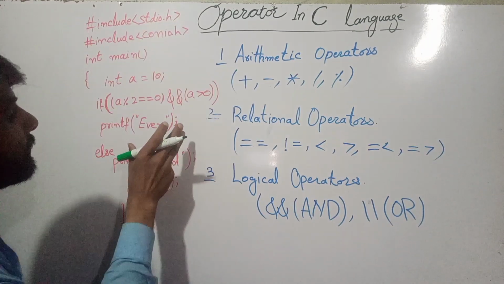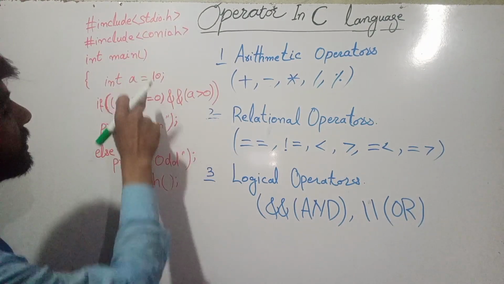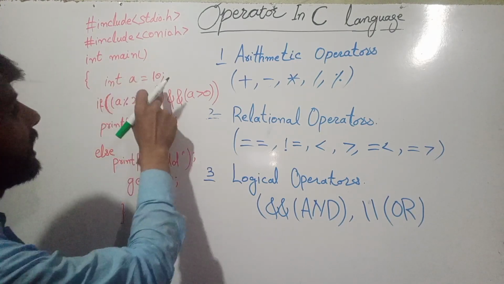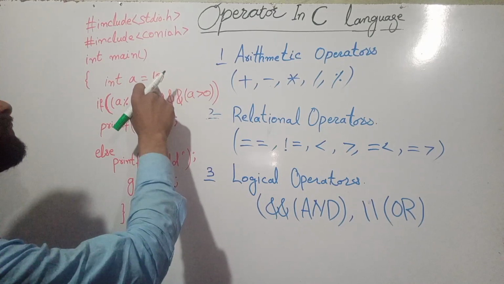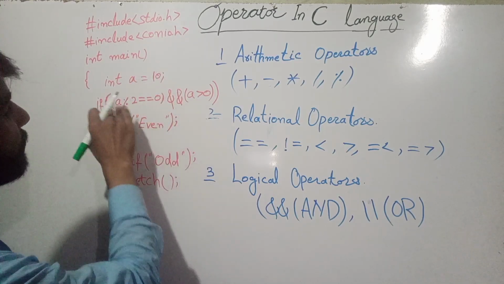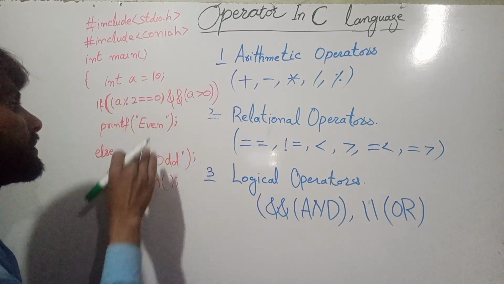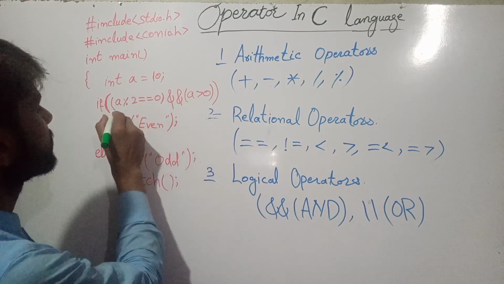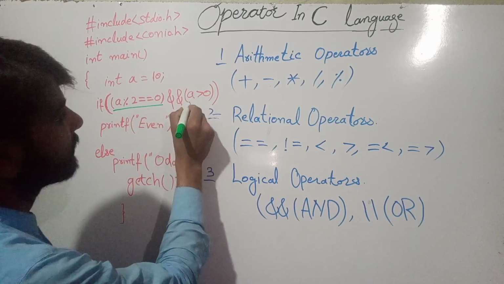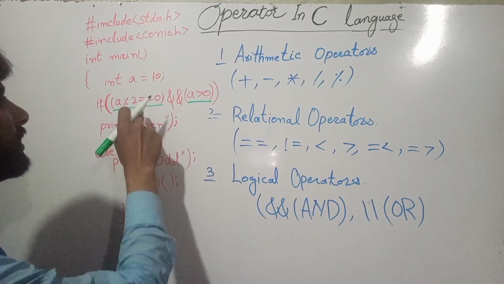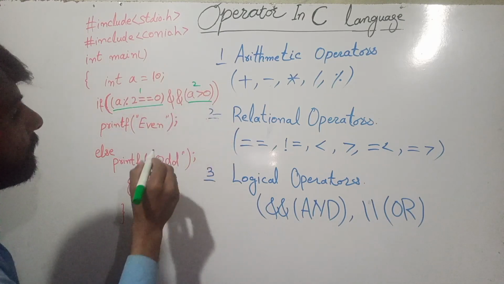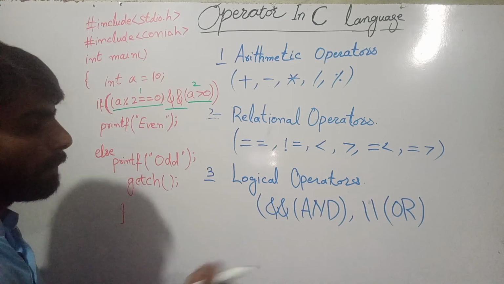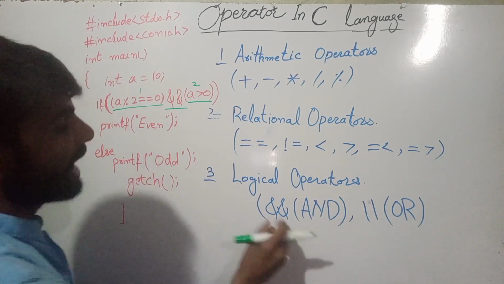This is a simple program that will decide whether the entered number is even or odd. Here is a variable a, and the number we enter will decide whether the program says even or odd. Here I have used two conditions. The first one is this condition and the second one is this condition. I have combined these conditions with the AND operator. We can combine with the OR operator or the AND operator.